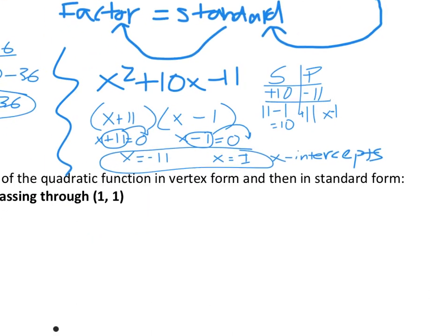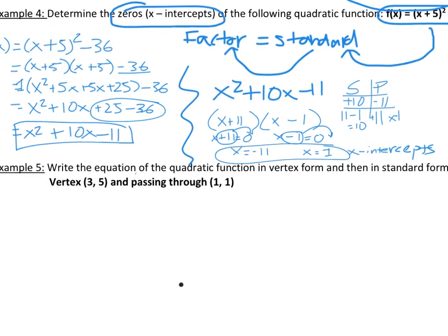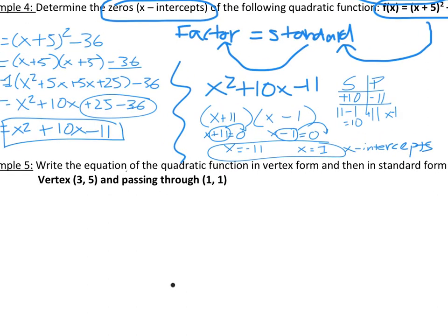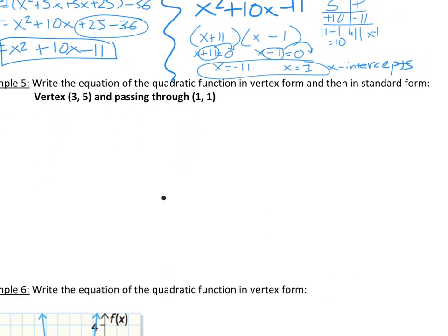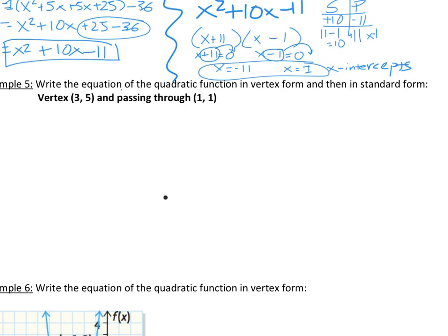And now we're going to just practice and review writing equations in vertex form when given either a graph or some information. So example number 5 here says, write the equation of the quadratic function in vertex form and then in standard form, which honestly I'm going to save that standard form. We know how to do that. You just expand. But it has a vertex of 3 and 5 and it passes through this point of 1 and 1, which is an x and a y value.